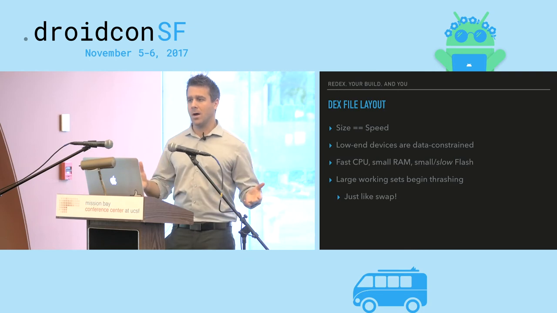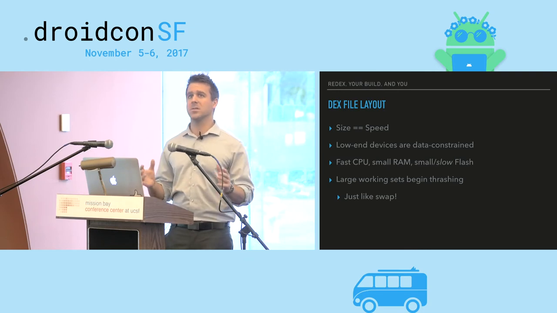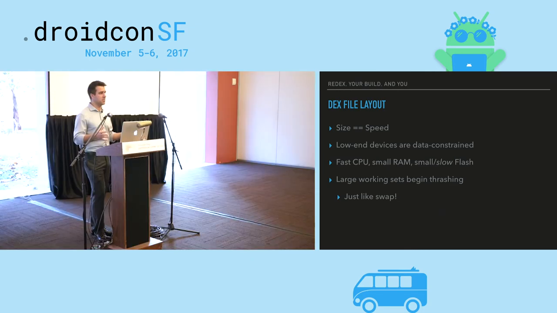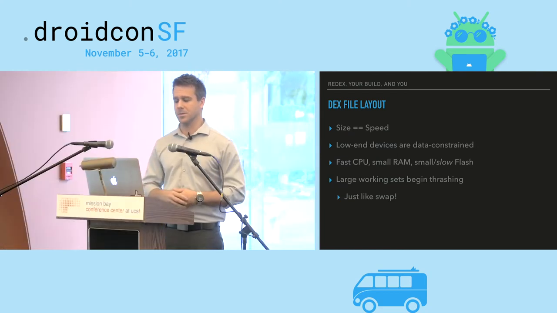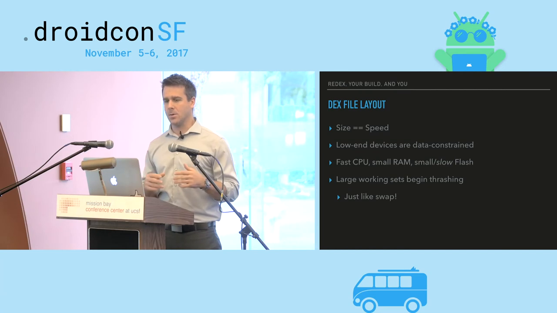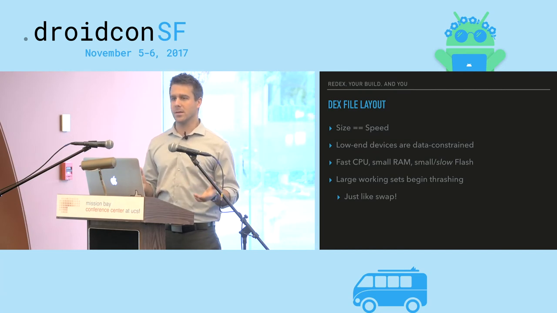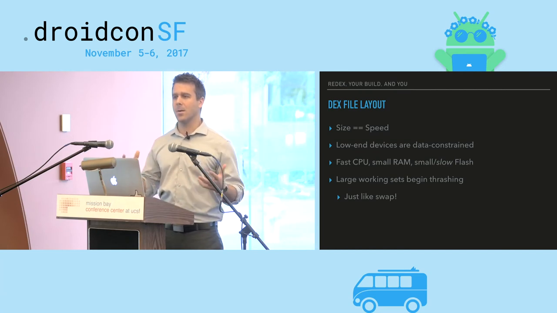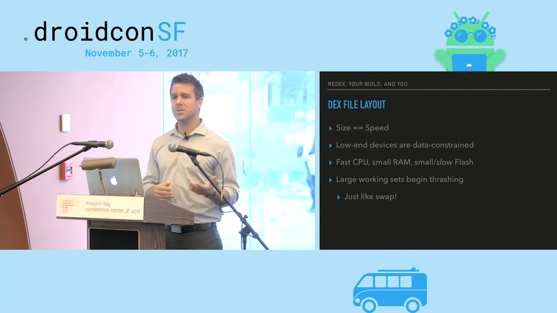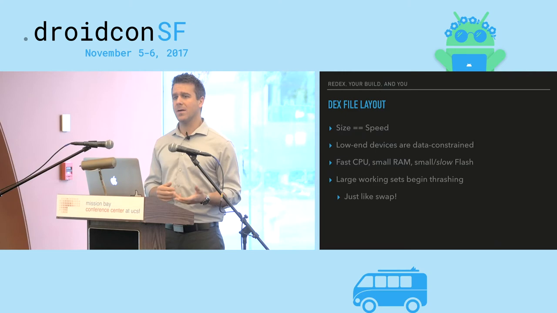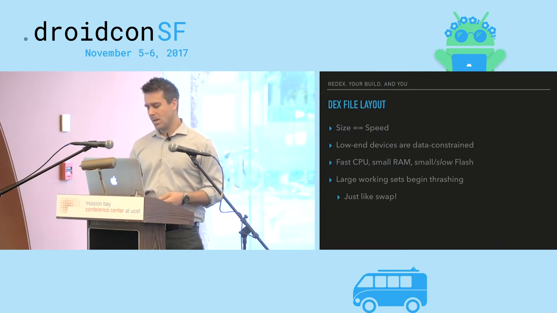So if you load a lot of code, like Facebook does, Facebook is enormous. We have something like 150 megabytes of code to load off disk in the entire application. You begin thrashing the working set. You begin thrashing the entire operation, or the OS memory. And it ends up being just like swap. Android devices don't have swap, but it acts a lot like it because it's the same page cache mechanisms.